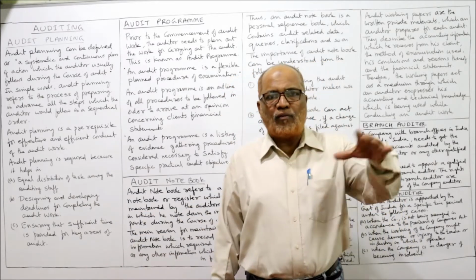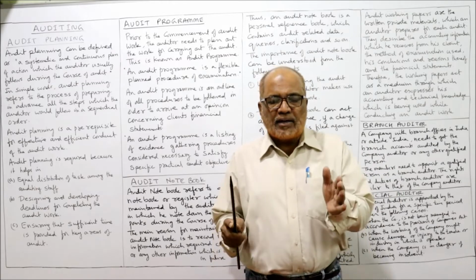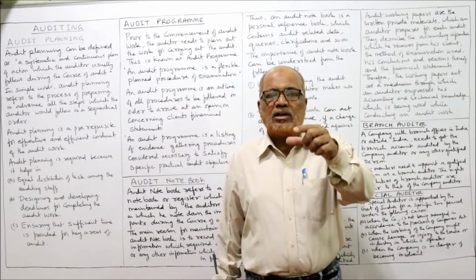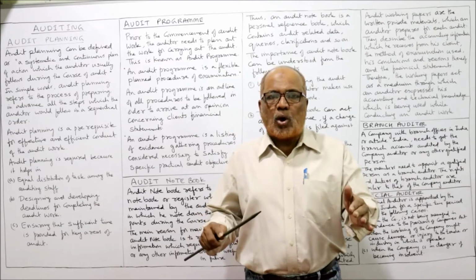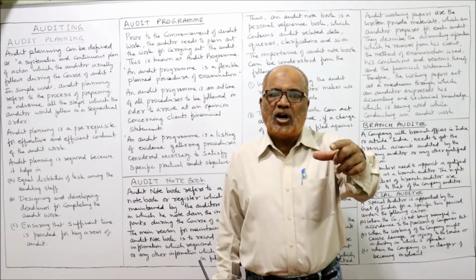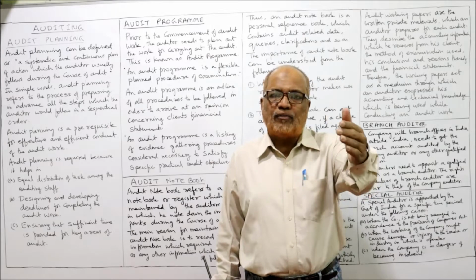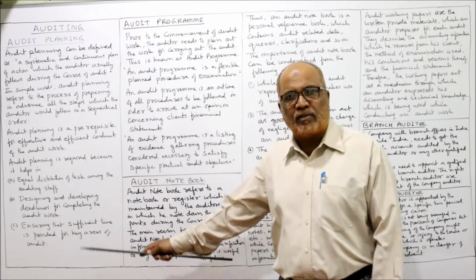The second one is designing and developing a deadline for completing the audit work. Audit work will not go on forever. The auditor has to set a deadline by what time this audit work should be done. If there is audit planning, then definitely audit work can be completed before the deadline. That is also one of the prerequisites.